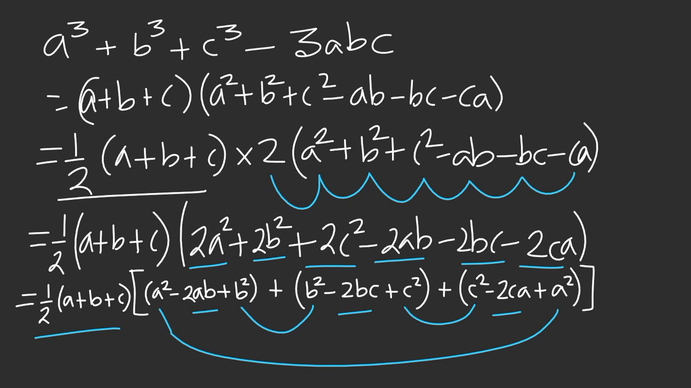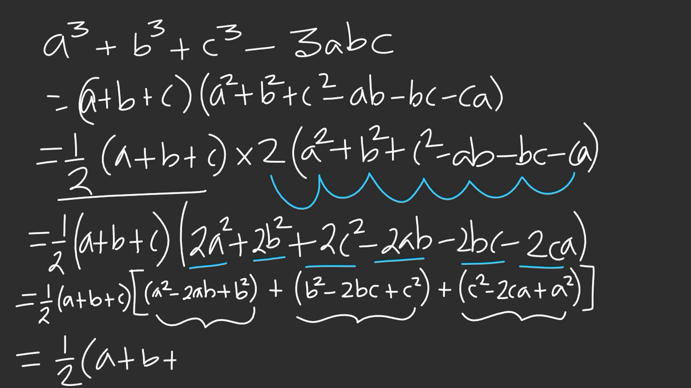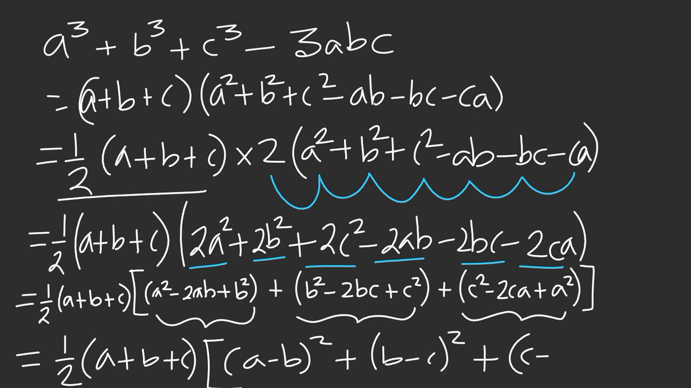Hence, these parts inside the bracket are nothing but the formula for a minus b whole square. So this is a minus b whole square, this is b minus c whole square, and this is c minus a whole square, and hence that's our proof. And we can write half of a plus b plus c, and then those brackets, a minus b whole square plus b minus c whole square and c minus a whole square. That's the proof for all the identities.